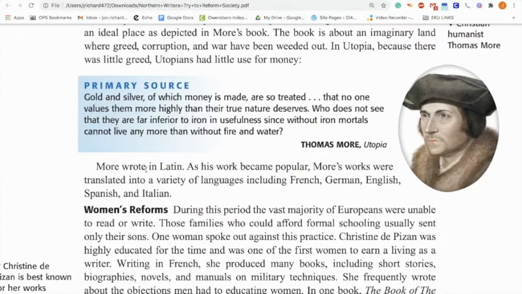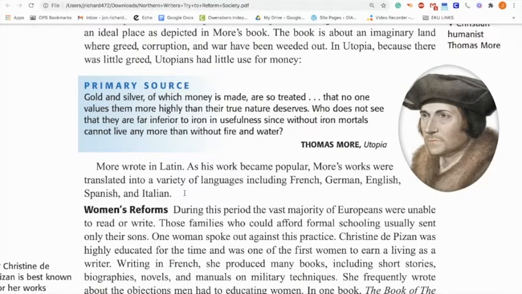More wrote in Latin. As his work became popular, More's works were translated into a variety of languages, including French, German, English, Spanish, and Italian. And that is the vernacular. We talked about this in the Chem chart.